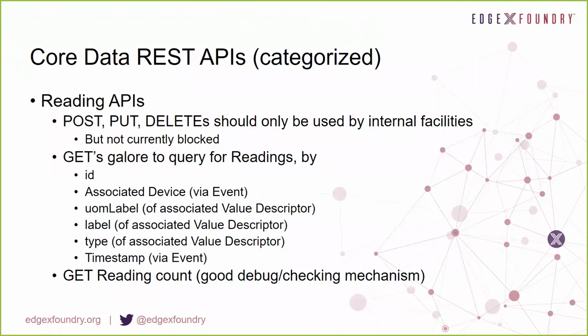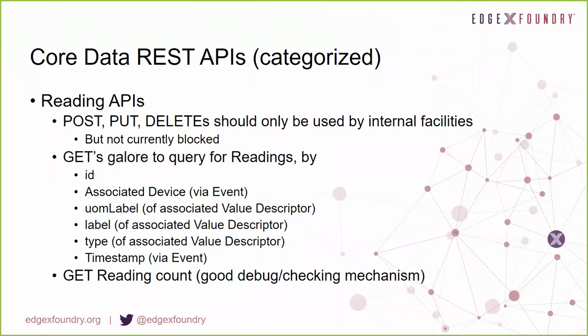Typically, these APIs are going to be called by other elements inside of core data, but there are mechanisms where you can post a reading independently. Obviously, if you do that, you need to know how to associate it to a particular event ID, things of that nature, but they are available, just not often called by code that you would write.